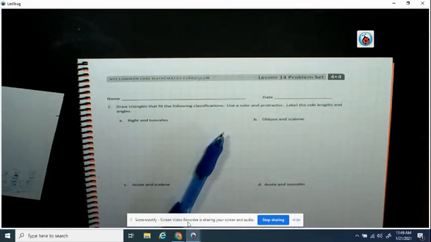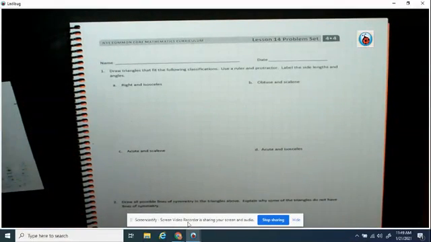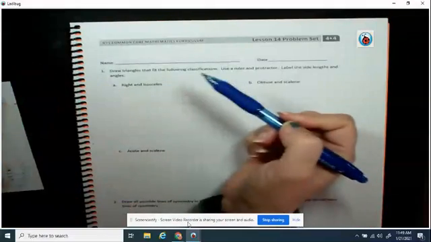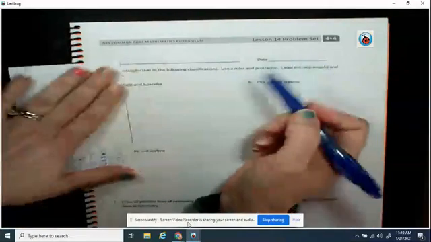We are getting ready to do lesson 14. Yesterday we were classifying triangles. Today we're going to be drawing them. Alright, so we need to draw a right isosceles. Isosceles has two sides the same.